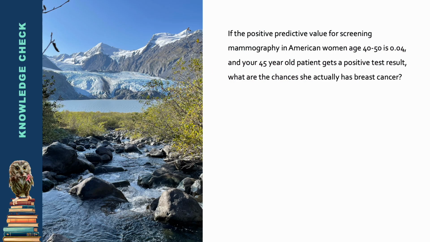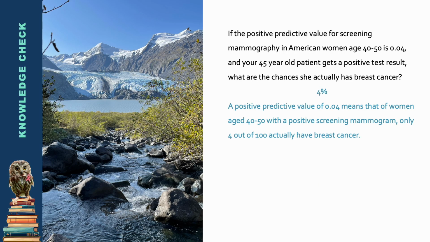If the positive predictive value for screening mammography in American women aged 40 to 50 is 0.04, and your 45-year-old patient gets a positive test result, what are the chances she actually has breast cancer? 4%. The positive predictive value is the proportion with the positive tests that actually have the disease.